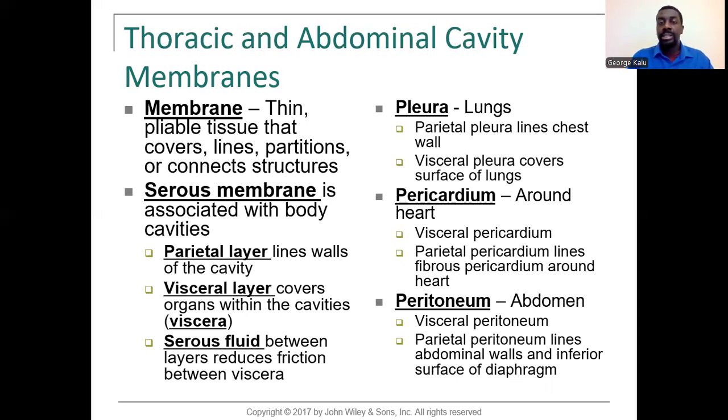Okay, so let's take a look at what this looks like. With the lungs, we're going to have a parietal pleura. The parietal pleura is going to line the chest wall. And then we're also going to have some pleura that's going to line the lungs themselves, and we call that the visceral pleura. So again, the parietal pleura is going to line the perimeter of the chest wall. The visceral pleura is going to line the lungs themselves.